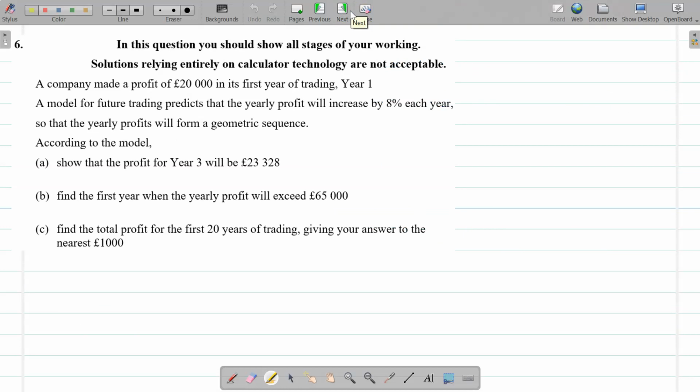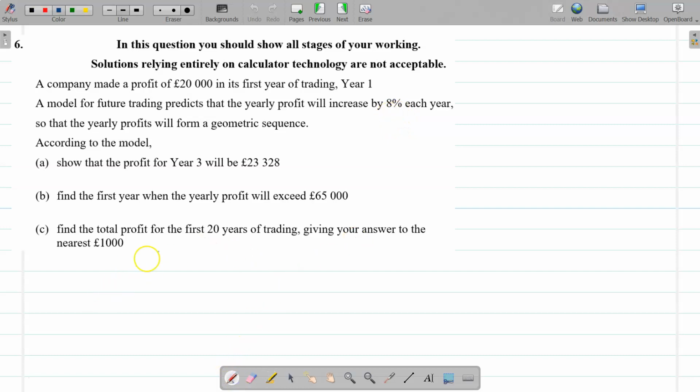Number 6, we can't use calculator technology. Well, we can, but we need to show solutions. So this is ultimately about geometric sequences and series. So let's have a look at what we do here. At the end of year 1, in its first year of trading, the company made a profit of 20,000. The model for future profits is that they increase by 8% a year. So for the end of year 3, it'll be 2 years' worth of profits at 8%.